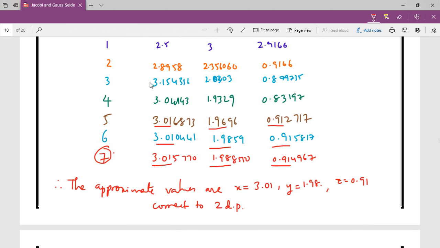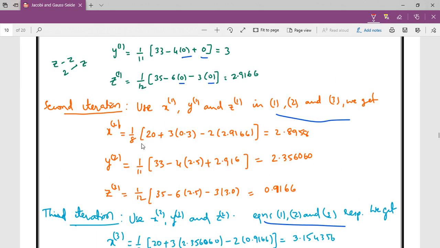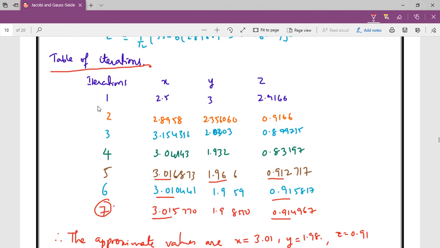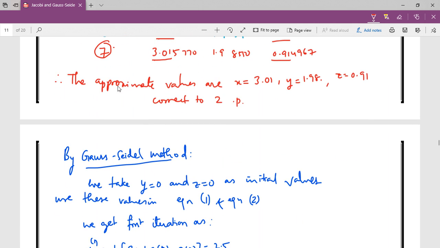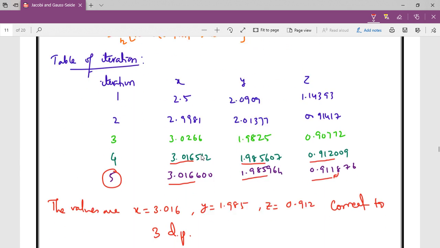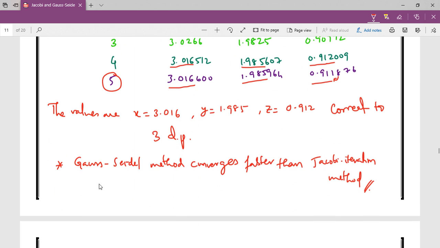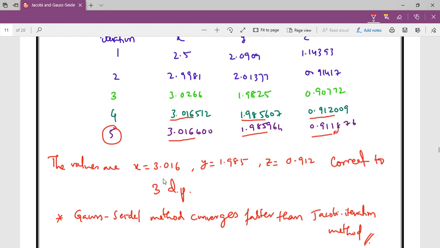So, using this. Okay. Table of iteration, the first few iterations you have to do manually, then we can give the table of iterations like this. Okay, and approximate values. So, by Gauss-Seidel method we got the roots at the 5th iteration itself, that too correct to 3 decimal places. Therefore, we can say that the Gauss-Seidel method converges faster than Jacobi-iteration method. Okay.